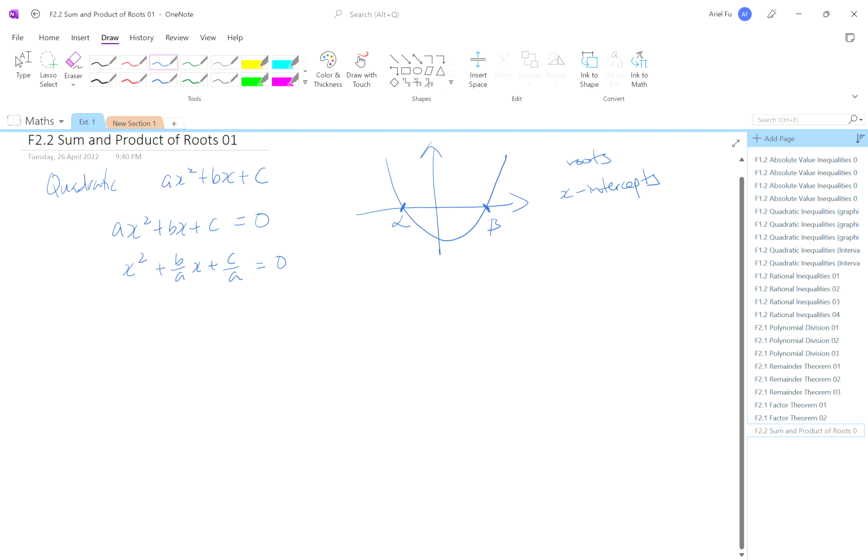Now, based on this, if we have roots alpha and beta, I can also say that x squared plus b on a x plus c on a is completely factorizable to x minus alpha times x minus beta, which is the standard factorized way if you know the two roots.